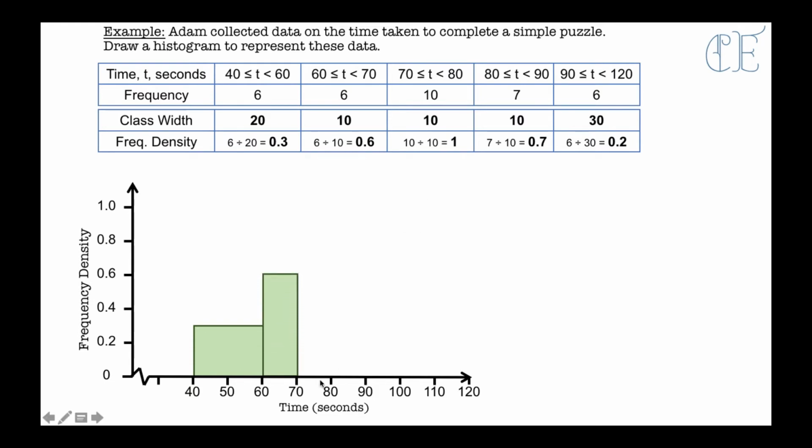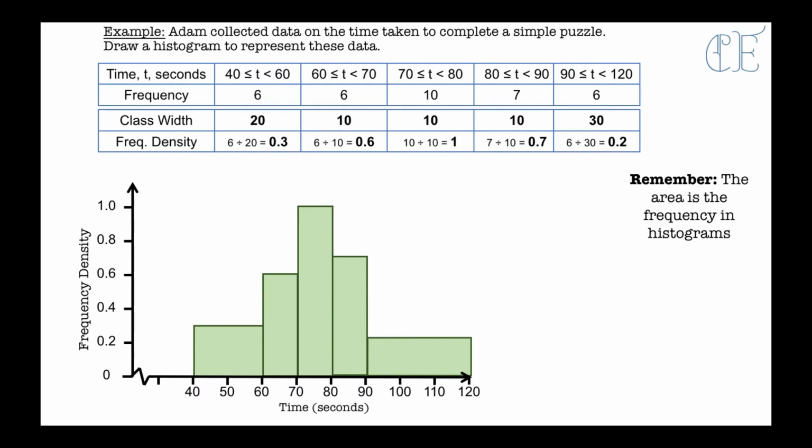Our next one is between 70 and 80, and it goes up to 1. Next we have between 80 and 90, and it goes up to 0.7. Next is between 90 and 120, and it goes up to 0.2. So as you can see, it's fairly easy to draw a histogram once you've got all the information you need. It's just remembering what you need to find out and knowing what you've got.